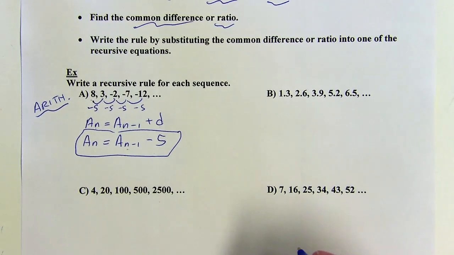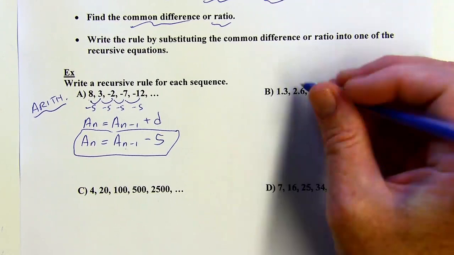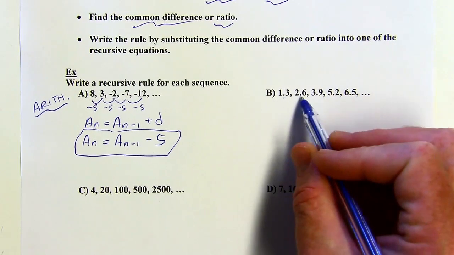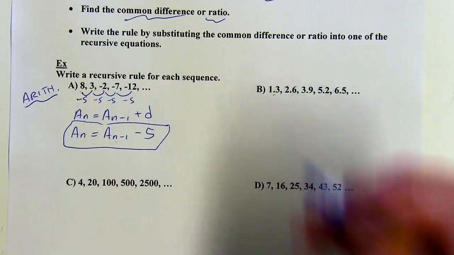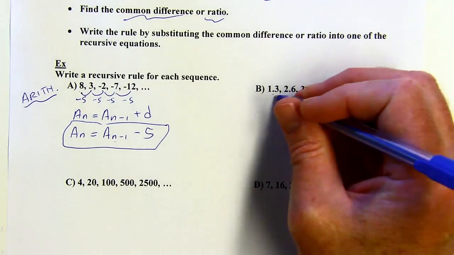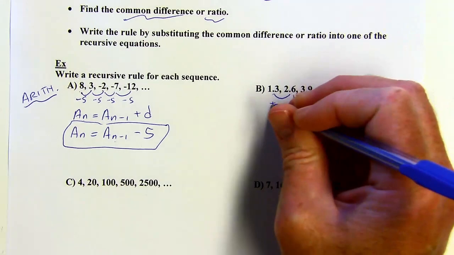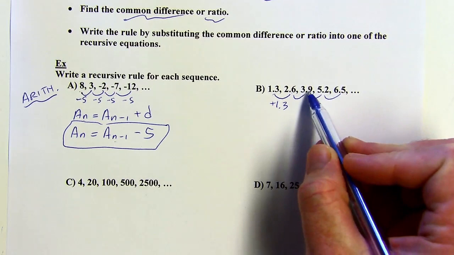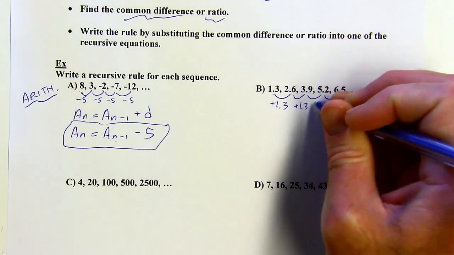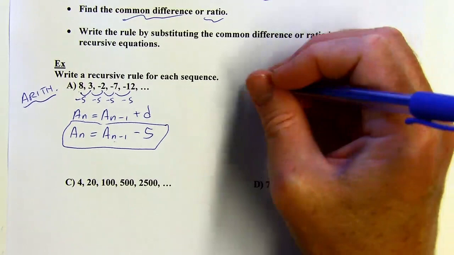Okay, looking at this next one, let's see if we can do this with adding. So I'm thinking, okay, I would add 1.3 to get from 1.3 to 2.6, but then if I add another 1.3, that will put me at 3.9. So this looks like addition again. Okay, so I'm adding 1.3. For a second I thought that it was going to be multiplying by 2, but 2.6 times 2 isn't 3.9. So this one is going to be arithmetic again.